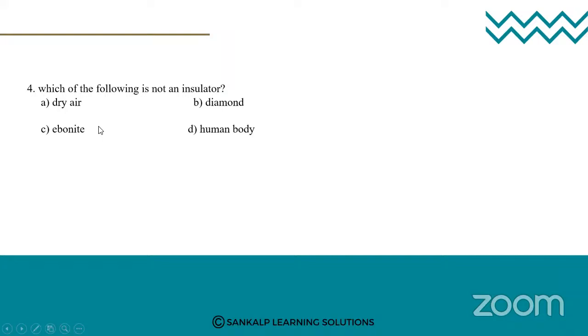Yes, Supriya, Lubna, Gayatri, Ankita, Bhuvana. Option D, yes, option D is the correct answer. That is the human body. The human body is a good conductor of electricity. So which is not an insulator? The human body.